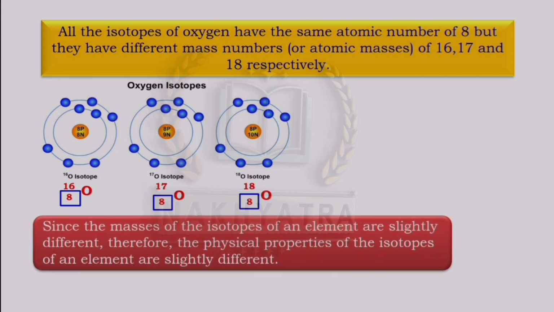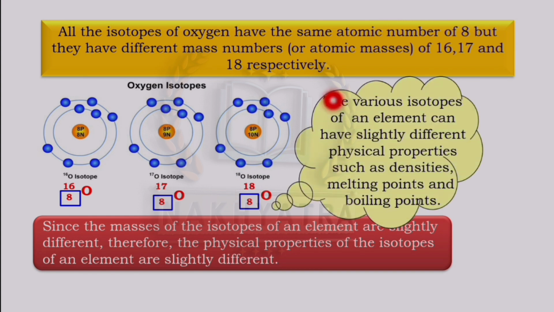Since the masses of the isotopes of an element are slightly different, therefore the physical properties of the isotopes of an element are slightly different. From here we can see that the masses of the isotopes of an element are slightly different, right? So therefore the physical properties are also slightly different. The various isotopes of an element can have slightly different physical properties such as densities, melting points and boiling points.